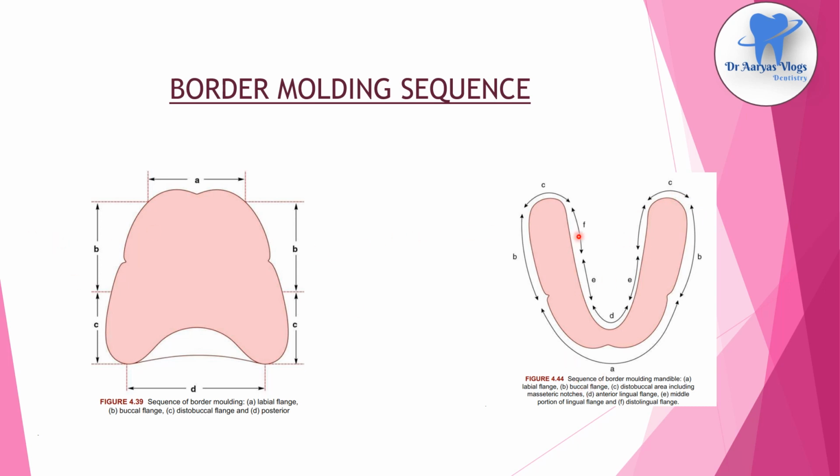After border molding, the molded section is immersed in cold water. And after border molding a particular section, the procedure is carried out for the next adjacent section.